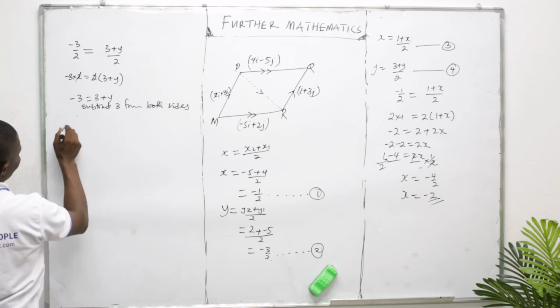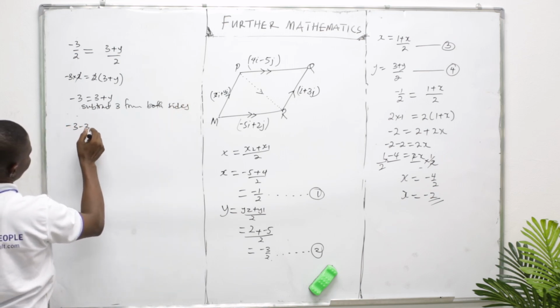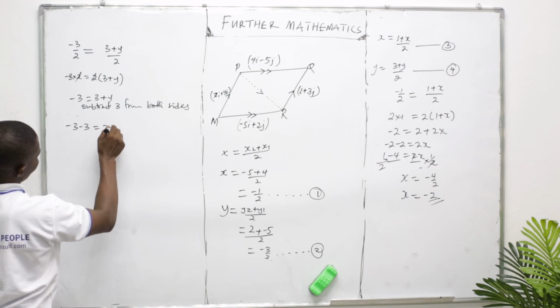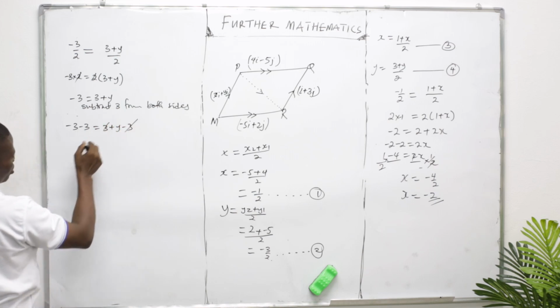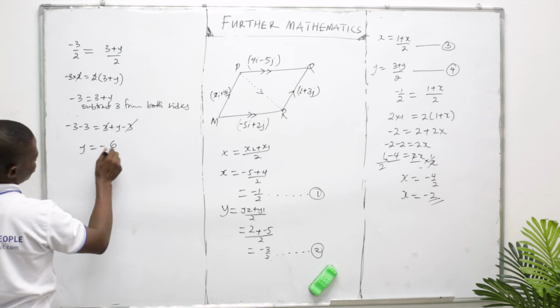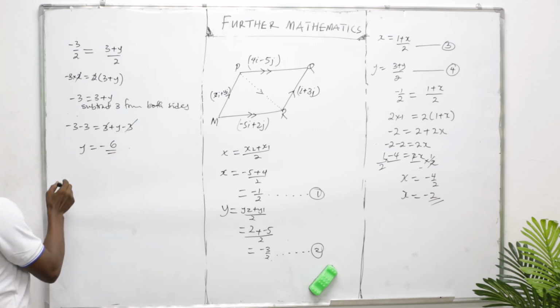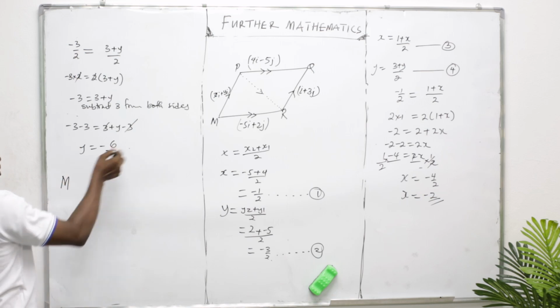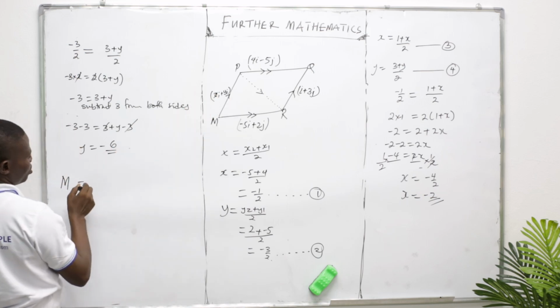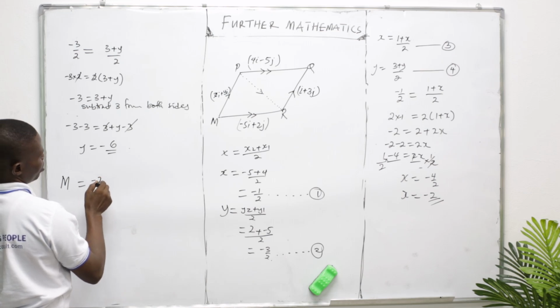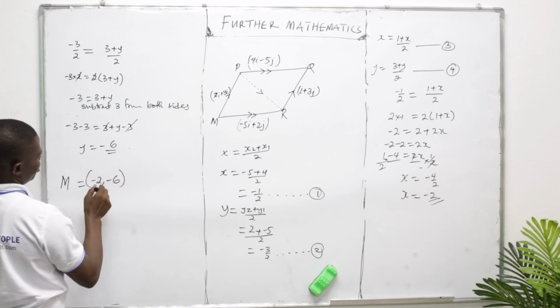I will have that minus 3 equals 3 plus y minus 3. Y will become what? Minus 6. Hence, the coordinate or midpoint of M, which is here now, equals who? Minus 2, comma, minus 6.